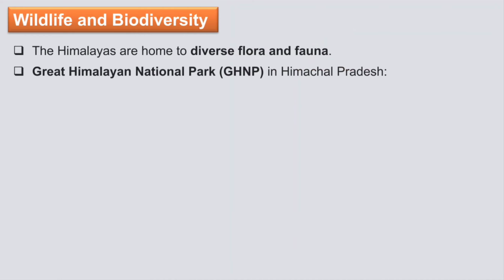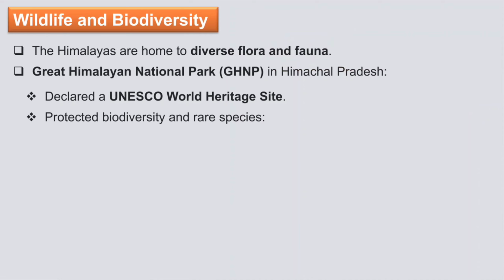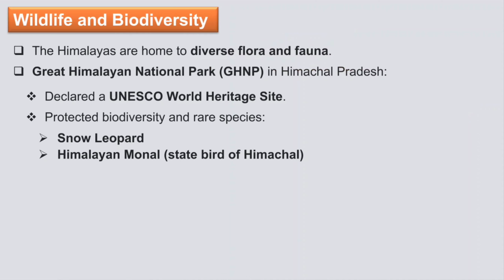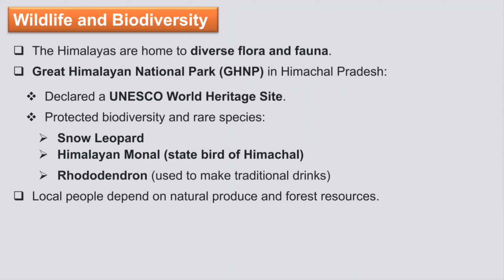The Great Himalayan National Park is there in Himachal Pradesh, which has been declared a UNESCO World Heritage Site by UNESCO, okay, with protected biodiversity and rare species like the snow leopard and the Himalayan monal, the state bird of Himachal, okay. And rhododendron plants are there, and these are used to make traditional drinks, which are known as sharbat also, okay. And local people depend on the natural produce and forest resources, all right.